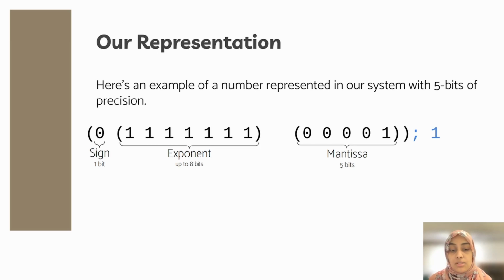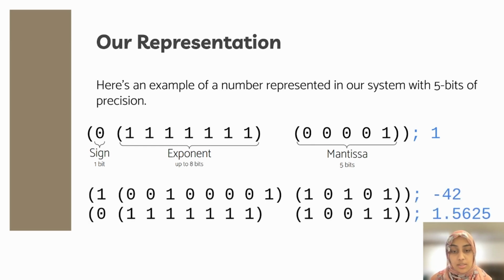Now, because the exponent is an Oleg number and we want an exponent to range from -126 to 127, we force the exponent to contain no more than 8 bits to get a range from 0 to 255. Then we shift it down by subtracting 127 to get the range -126 to 127. Finally, the mantissa is also an Oleg number. However, we fix the length of the mantissa to be equal to the precision of the system. Here are a couple more examples of floating point numbers in our system.